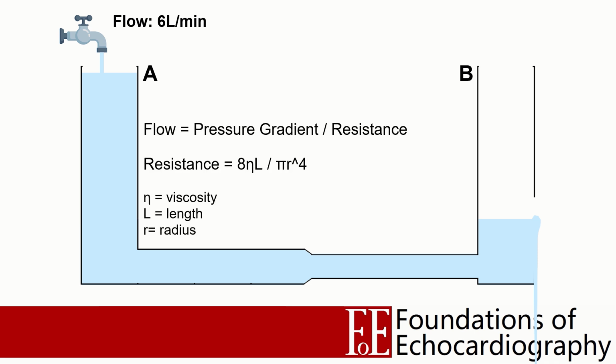Poiseuille's law tells us that the radius has the greatest impact on resistance. And by halving the cross-sectional area, the resistance increases by a factor of 4. In this second example, if we maintain the same flow rate of 6 litres per minute, our total pressure gradient between tank A and tank B increases by a factor of approximately 2.6.